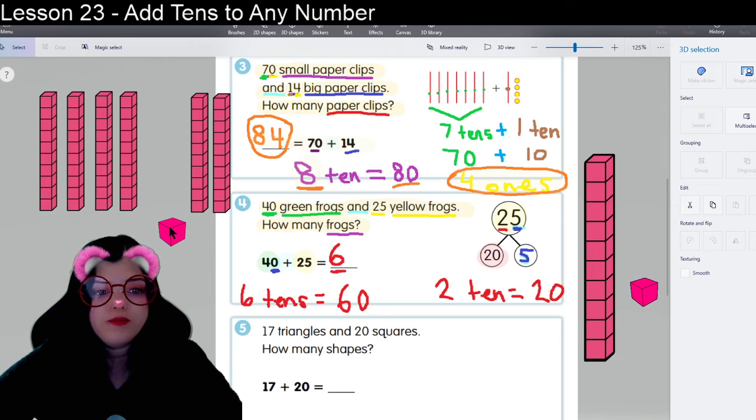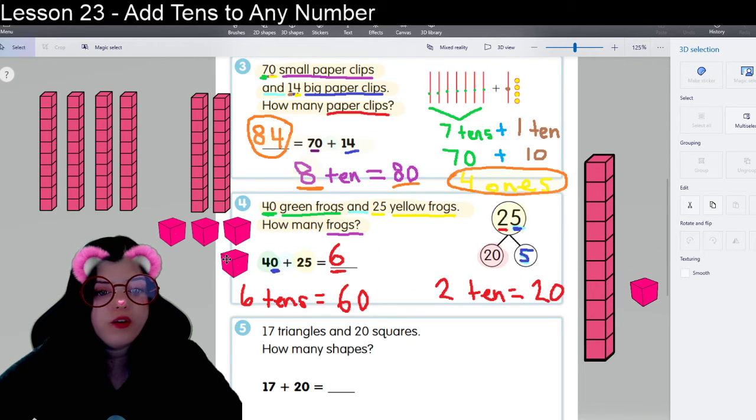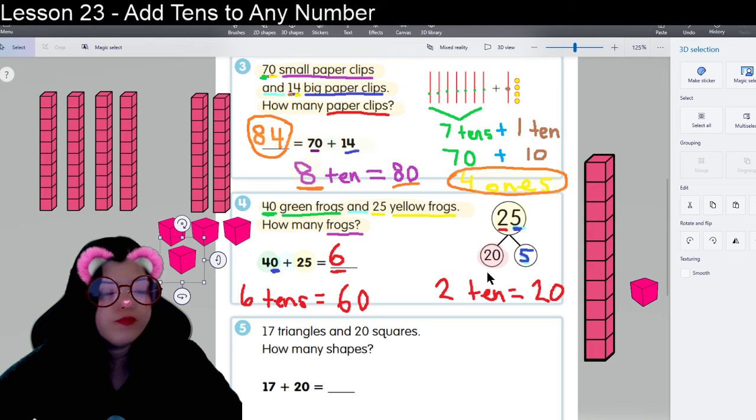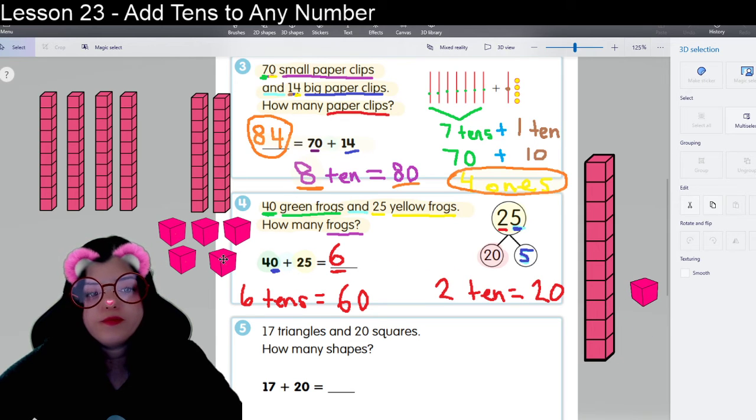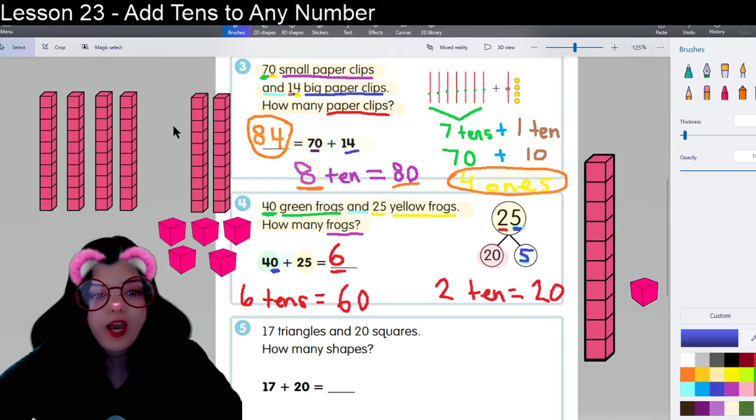So we have 1, 2, 3, 4, 5. We have our 2 groups of 10 and our 5 ones, our 25 is here, and 40 has 0 ones. So there are no ones in 40. Now let's add those together. We have our 60, 6 groups of 10, and we have our 6 in our tens place.